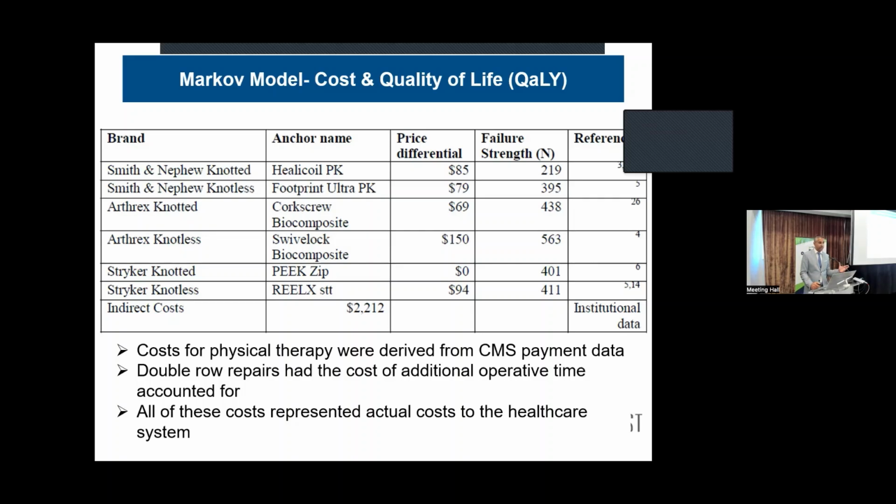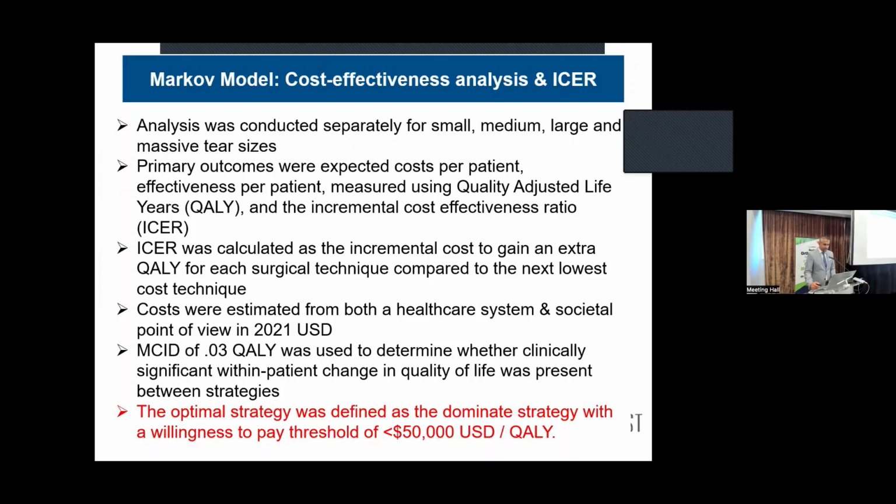So every institution is obviously different in terms of cost, but quality adjusted life year balances that out based on comparison. The optimal strategy was defined as the dominant strategy at a willingness to pay threshold of less than $50,000 US dollars per quality adjusted life year. That's standard in terms of cost effectiveness.